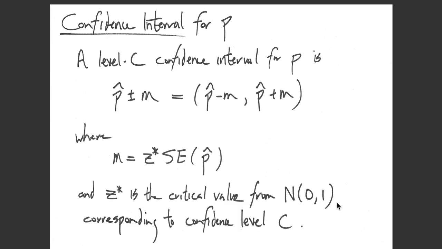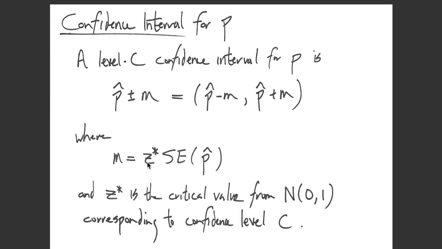So a level C confidence interval for the true proportion p is going to be our point estimate, p hat, plus or minus a margin of error m. And so the confidence interval will look like p hat minus m up to p hat plus m. The margin of error is, as we've seen in the past, a critical value times the standard error. And the standard error of p hat was given in that formula on the previous slide.